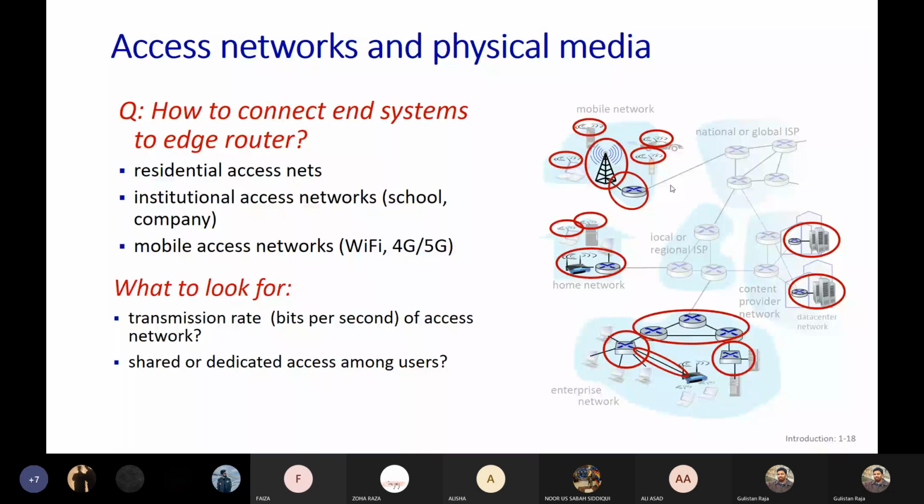And then there is another parameter: whether the bandwidth in that access network is dedicated or shared. Is it dedicated bandwidth to a user, or is it shared by users? Which will have better quality, dedicated or shared? Dedicated, sir. So dedicated will give you a better quality experience. But there are some networks in which the bandwidth is shared. Okay, ji, have a look at it.